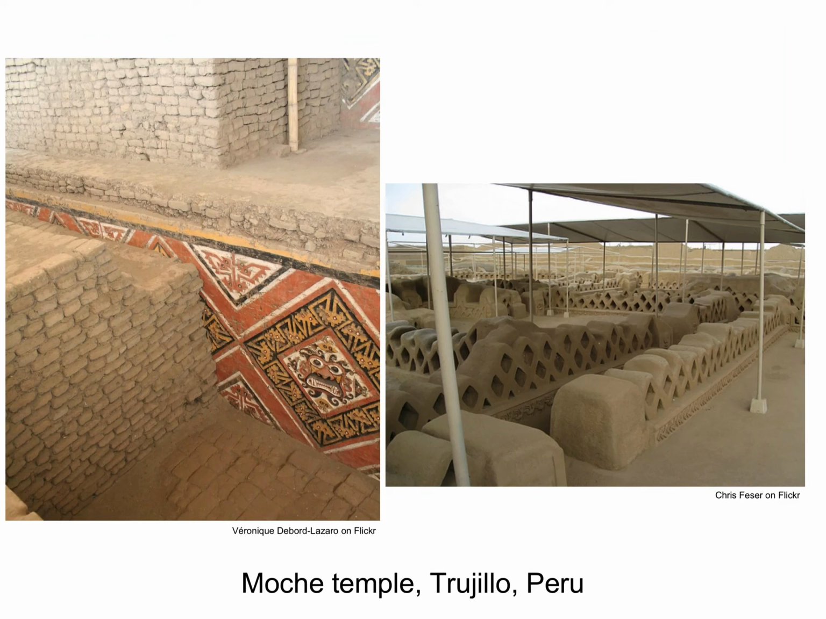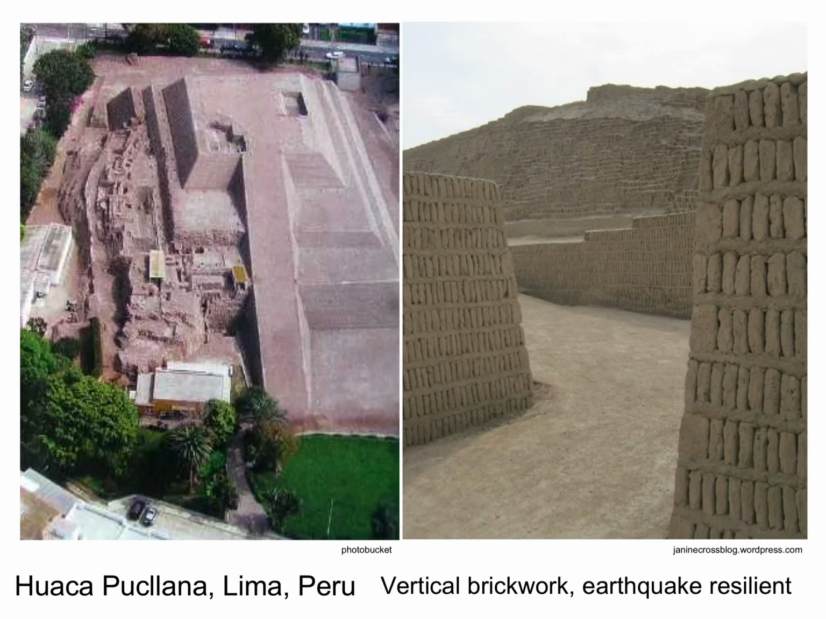This is a detail here of the Moche Temple in Trujillo, Peru, that shows how it has been reconstructed by architects and archaeologists. There are many of those structures all over Peru. They're found all over the country. And you can see here the use of vertical brickwork, which makes it more earthquake resilient. The fact that the bricks are positioned strategically makes the building more resistant to earthquakes.